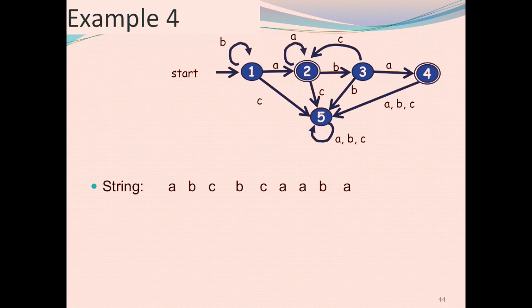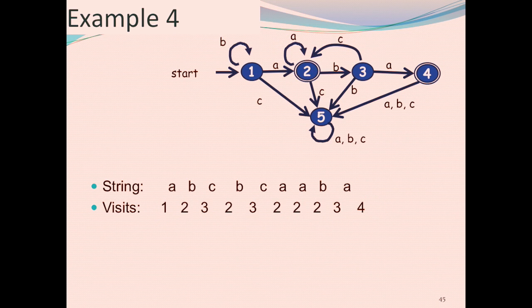I'm going to have the string A, B, C, blah, blah, blah. So let's start. We start at state 1. I see an A, we go to state 2. I see a B, we go to state 3. I see a C, back at state 2. I see a B, state 3. I see a C, we're at state 2. I see an A, we're at state 2. I see another A, we're at state 2. I see a B, we're at state 3. I see an A, we're at state 4.